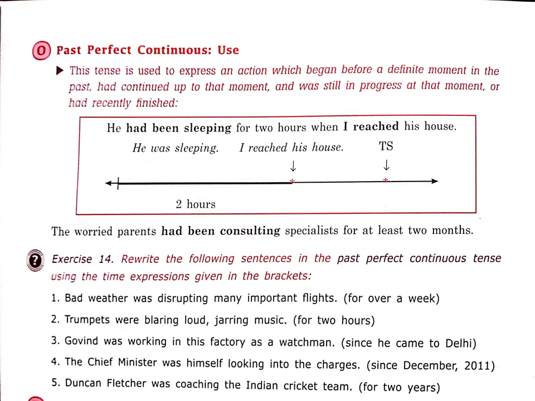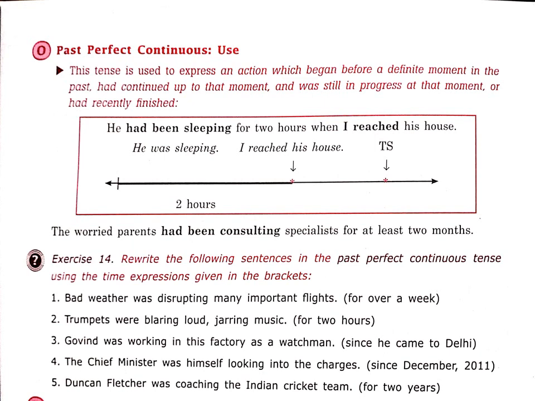Past perfect continuous uses. This tense is used to express an action which began before a definite moment in the past, had continued up to that moment, and was still in progress at that moment, or had recently finished. It means when you are speaking, it had finished already, right? But we need to show the time, everything. Let's see. He had been sleeping for 2 hours when I reached his house. You see, he was sleeping. I reached his house, right?